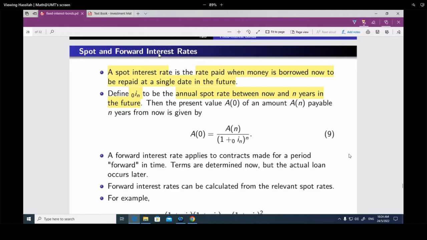So we say the present value of an amount AN payable n years from now is given by equation 9. So this is a formula which is known to you: A0 sama dengan AN divide by 1 plus 0 IN power n. How do you draw or illustrate this equation? A0 is present value. Amount is amount apa? Apa nama lain bagi amount?